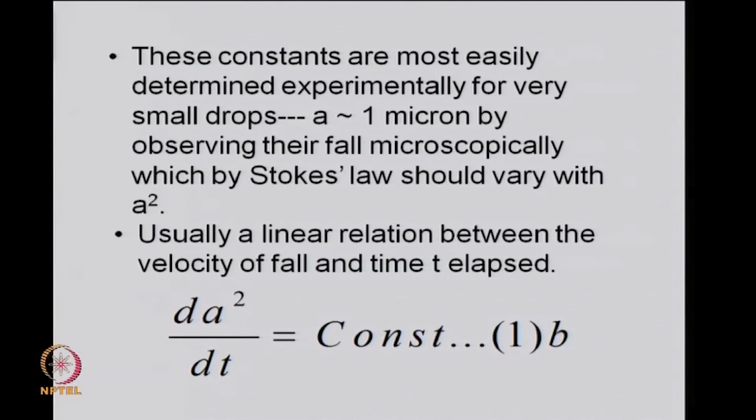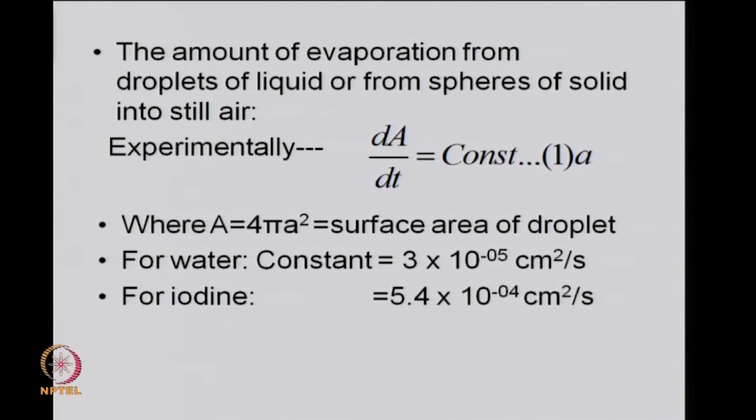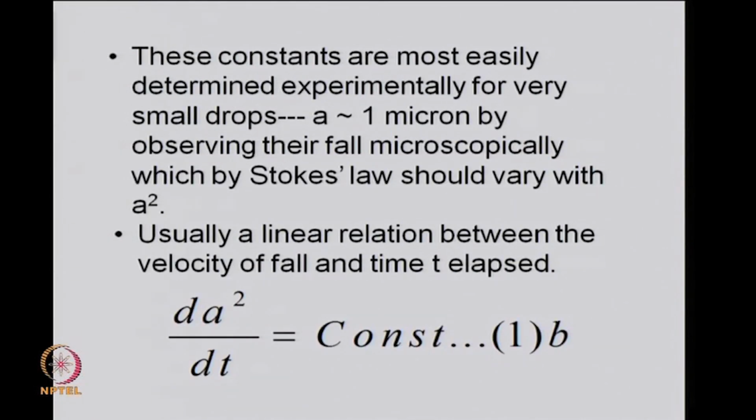Usually one finds a linear relation between the velocity of fall and the time elapsed. And we started out with rate of change of area with time equal to constant. In terms of this radius, we may be able to write analogously dA square by dt equal to another constant. Let us play with this a little bit.